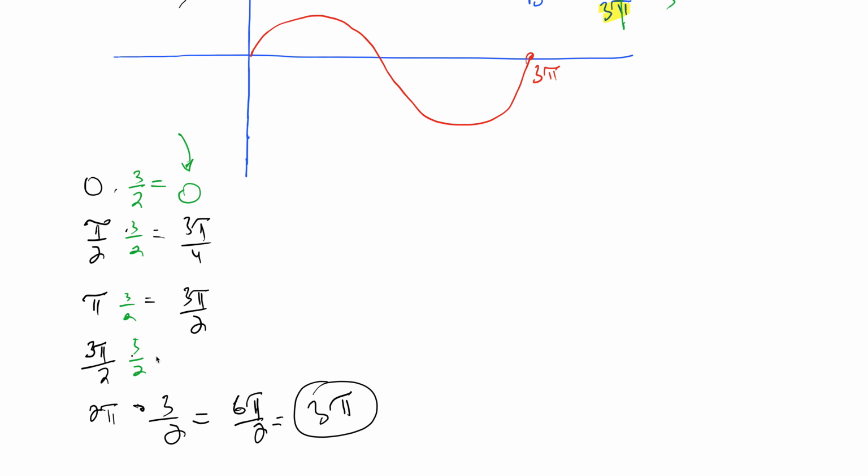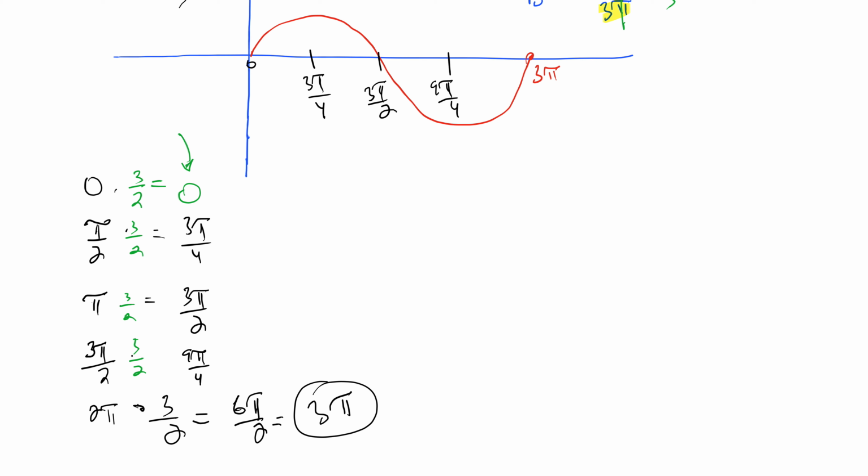This right here. Okay, and this is 3 pi. So that means that if I go like this, like this, like this. 0 is still 0, but what once was pi over 2 is now 3 pi over 4. What once was pi is now 3 pi over 2. What once was 3 pi over 2 is now 9 pi over 4. Then it ends at our period number, which is 3 pi.